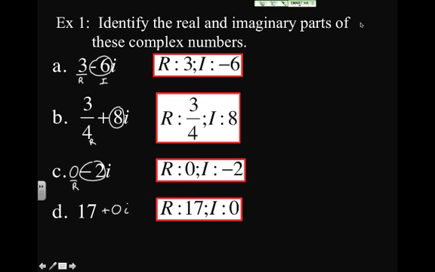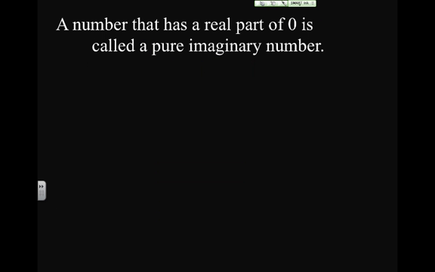If the b value is 0, then we just call that a real number. If the a value is 0, we actually call that a pure imaginary number. So a number that has a real part of 0, the a value, that's called a pure imaginary number.